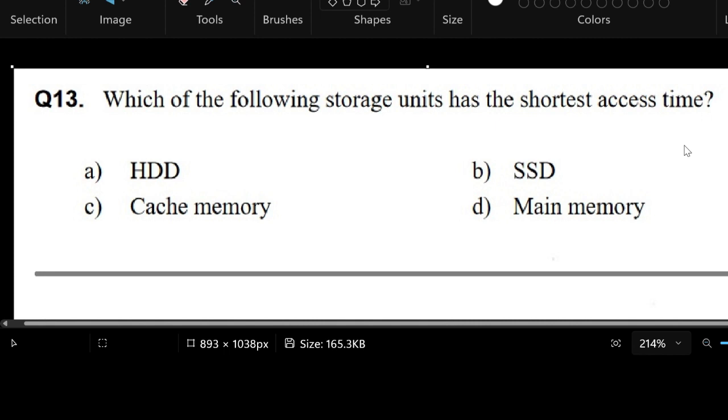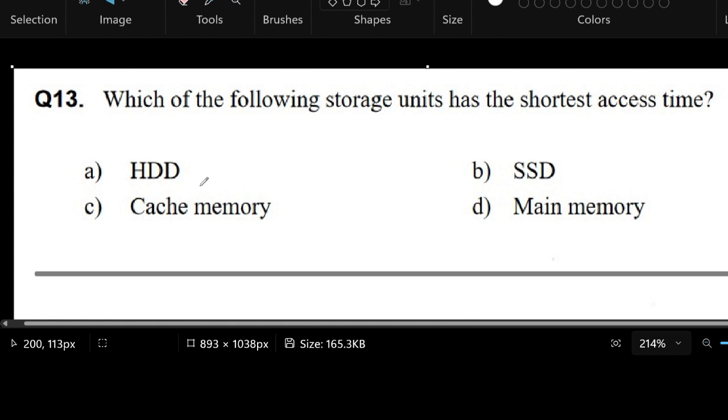Question number 13 of the IT password exam from PhilNITS. In this question, we are being asked, which of the following storage units has the shortest access time? The way to solve this problem is to know what the choices are, and of course, if they have some type of wording here, you know what it would mean.